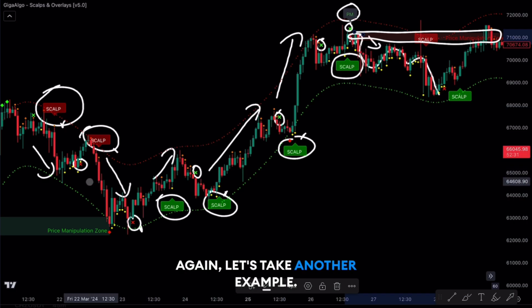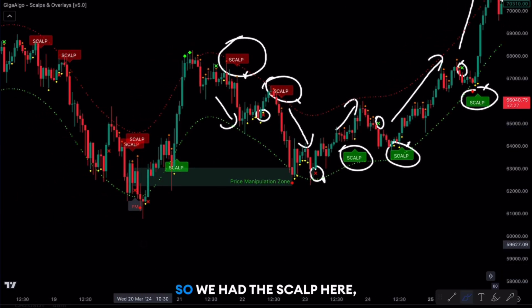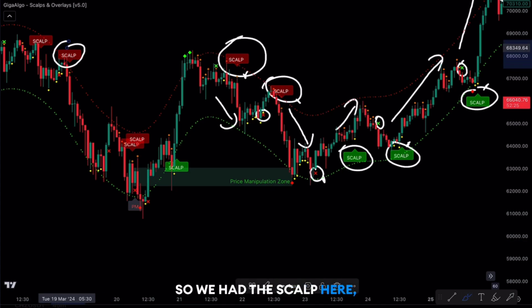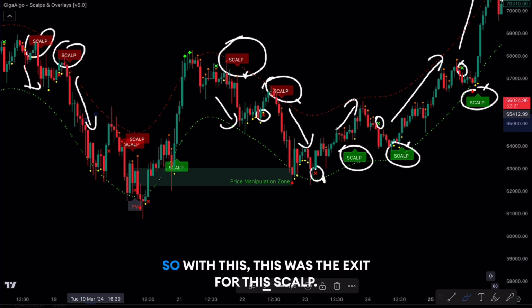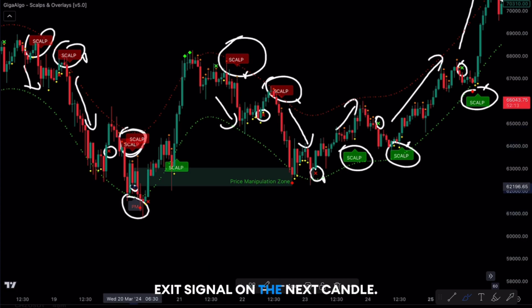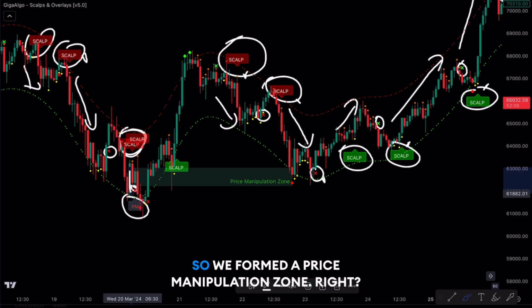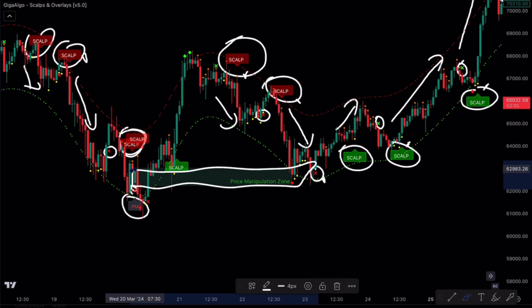Again, let's take another example. So we had the scalp here. Here we had the downwards momentum. So this was the exit for this scalp. Before these scalps, we had the exit signal on the next candle. So we formed a price manipulation zone, right?